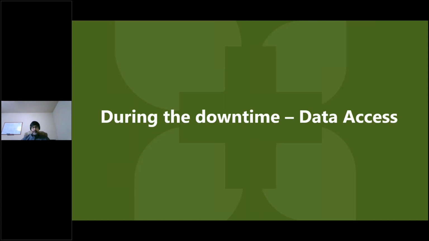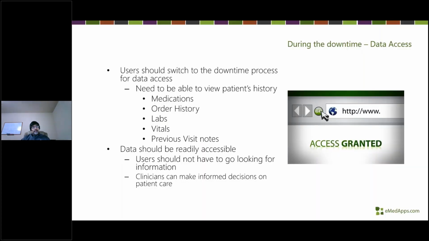Dealing with data access during the downtime. Once the users have switched to that downtime process for data, they need to be able to access the data that's important to them. What is the information that I need to be able to safely see this patient and conduct a patient visit with that patient? Things like medications, order history, labs, vitals, previous visit notes. What are the items that I've identified in my planning that I need to make available to my clinical staff, and make sure that data is available through my downtime system.